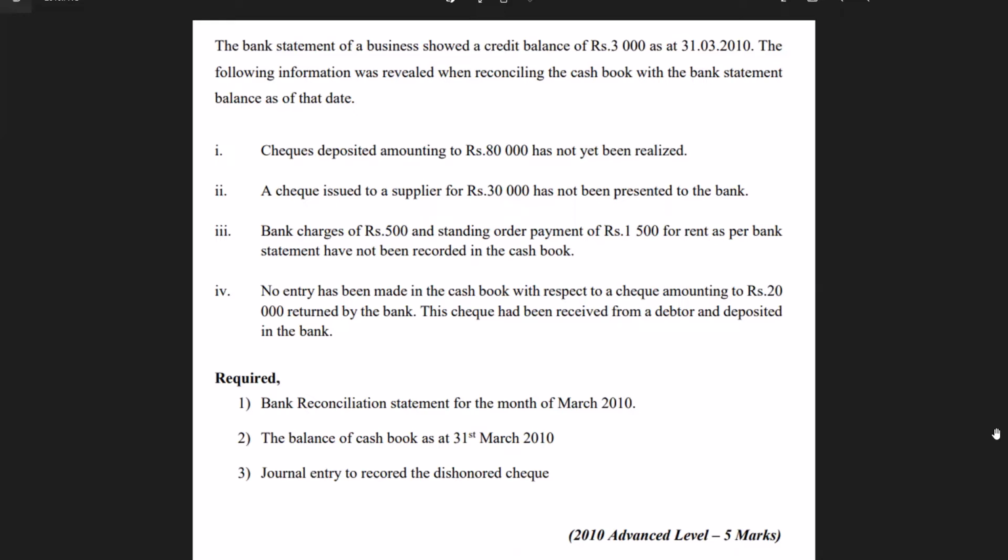Then second, the balance of the cash book. Then number three, the journal entry to record the dishonored check.